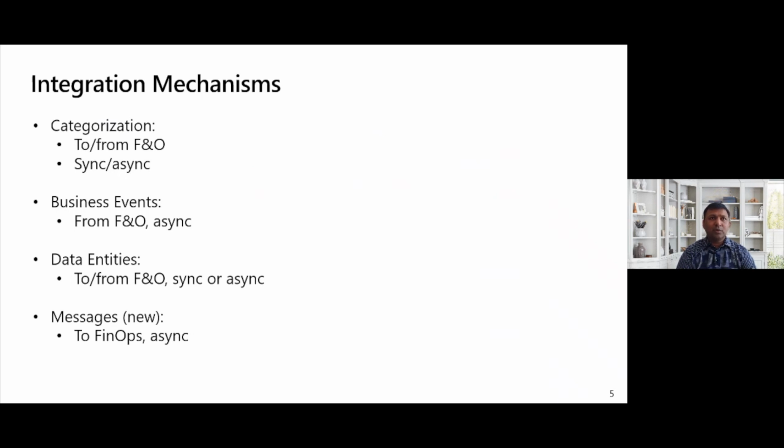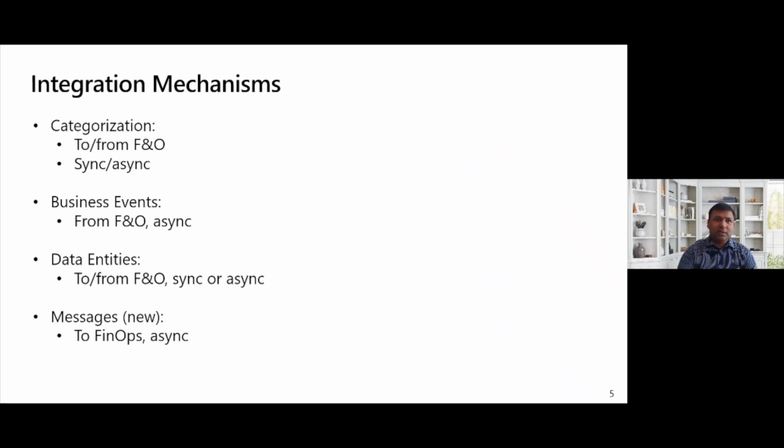Integrations could be to and from FNO, where data is either flowing in or out of finance and operations. It could be a synchronous type of integration or an asynchronous type of integration. And if we look at what the different types are that are supported in finance and operations, one is business event, where if the state of a production order in D365 changes, say the production order goes from a started state to a released state, we can raise a business event that an external application can subscribe to in an asynchronous way and react to.